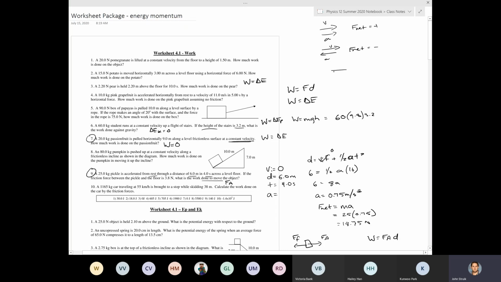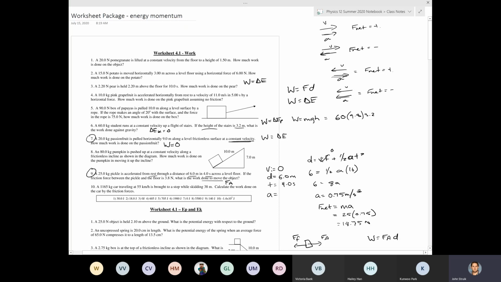If the velocity is that way and the acceleration is that way, then F net will be positive. And if the velocity is that way and the acceleration is that way, F net is negative. Okay, so notice how it depends on the acceleration every time. Acceleration is to the right, therefore it's positive. Acceleration is to the left, therefore it's negative. Acceleration to the right, positive. Acceleration to the left, negative.